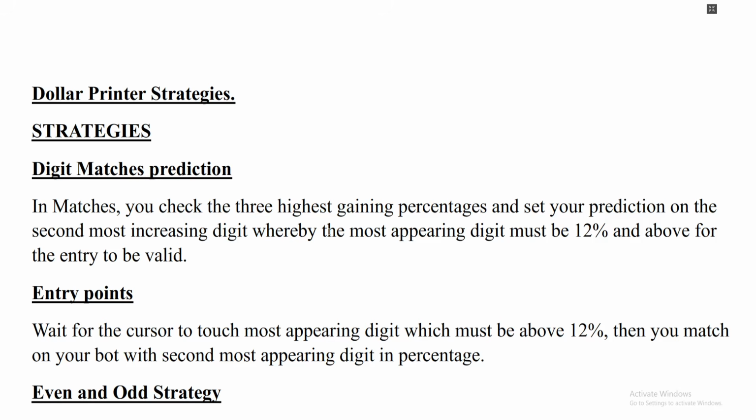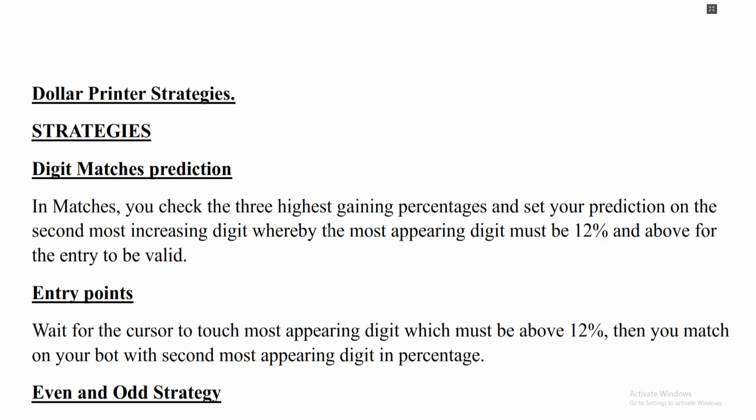appearing digit in percentage. If you're trading manually, immediately you see that ticker has landed on the most appearing, you press matches so that it matches with your second most appearing. Remember, our entry is the second most appearing digit. That is our prediction. And you ensure the most appearing is 12.5% and above.